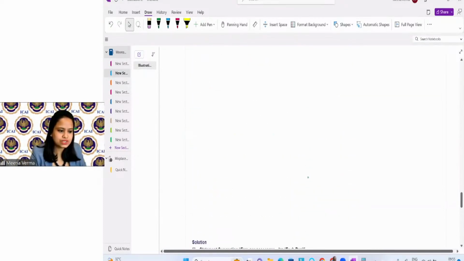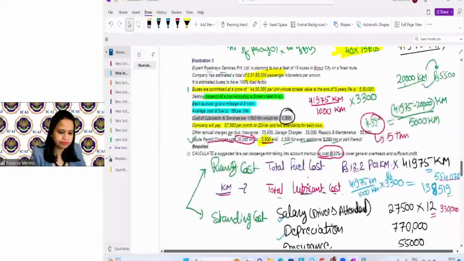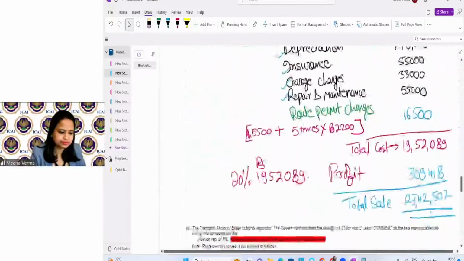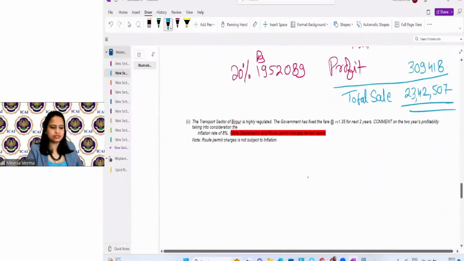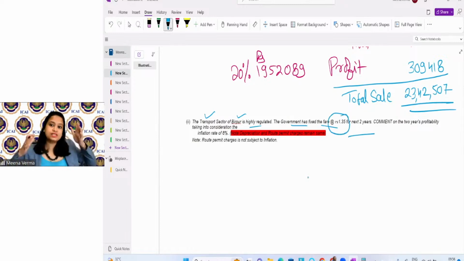Now, what is the question? Let's read the other part of the question. This is the other part of the question. What is given? The transport sector of Birpur is highly regulated. The government has fixed the fare of rupees 1.35 for next 2 years. So since it is highly regulated, government has done what? They have fixed the revenue.